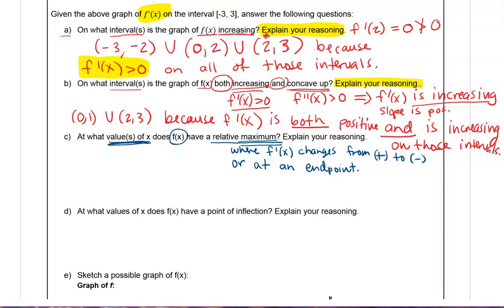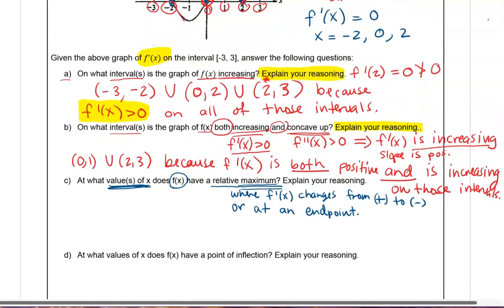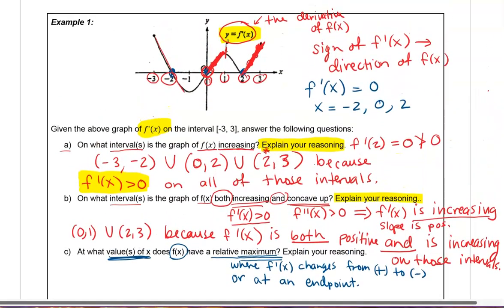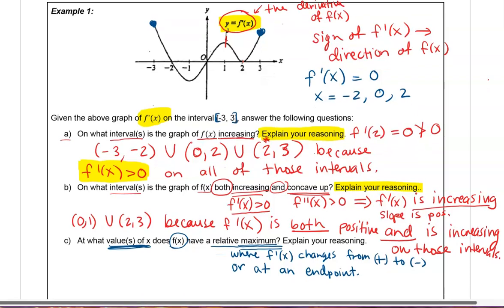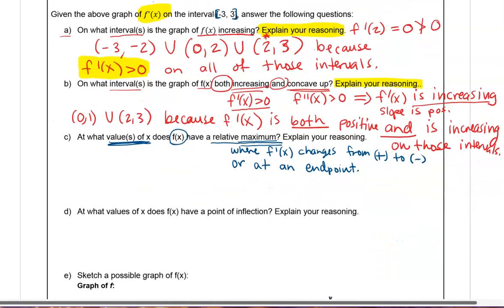We have 2 endpoints. And I know that for 2 different reasons, because I am given this interval in the description with brackets, so that's endpoints. But I can also see on my graph these dots right here, which means the function's not extending forever. It's starting at -3 and stopping at 3. So these points right here are also going to be potential locators of relative maximum.